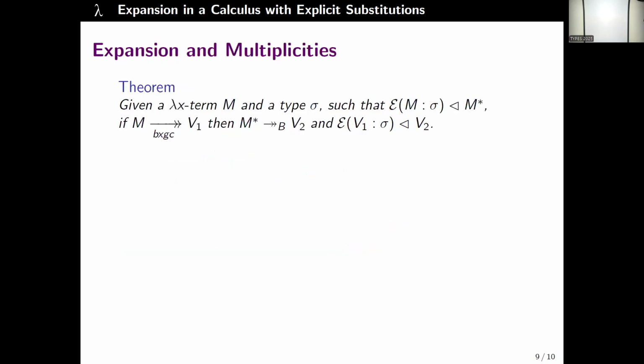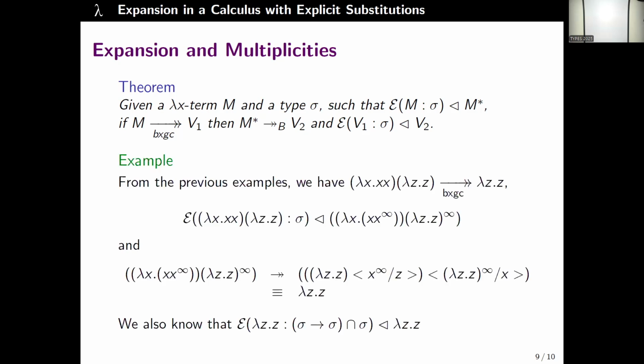Okay, so we get to our theorem. Given a lambda X term M and a type sigma such that the expansion of M with type sigma is M star, then if we reduce in 0 or more steps M to V1, then we will be able to reduce M star in 0 or more steps to V2, and the expansion of V1 with type sigma is V2. And here, again, the same example.